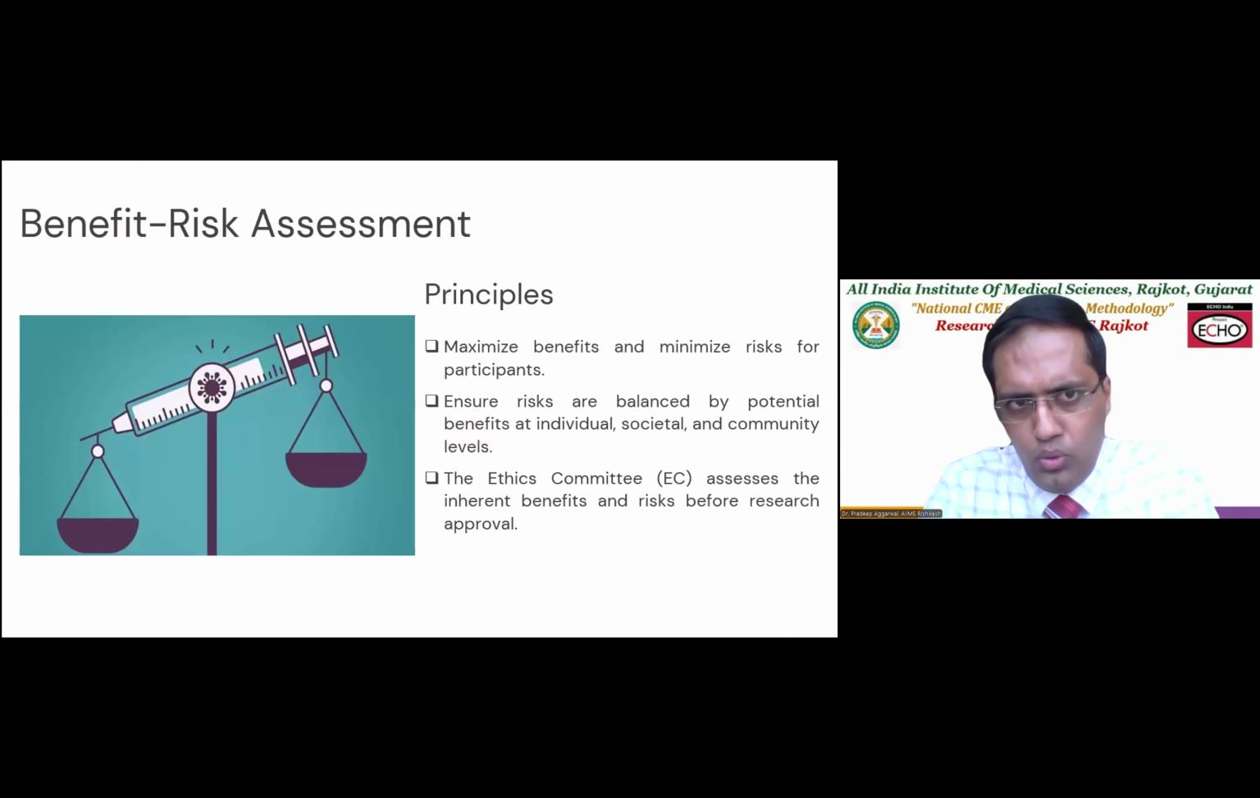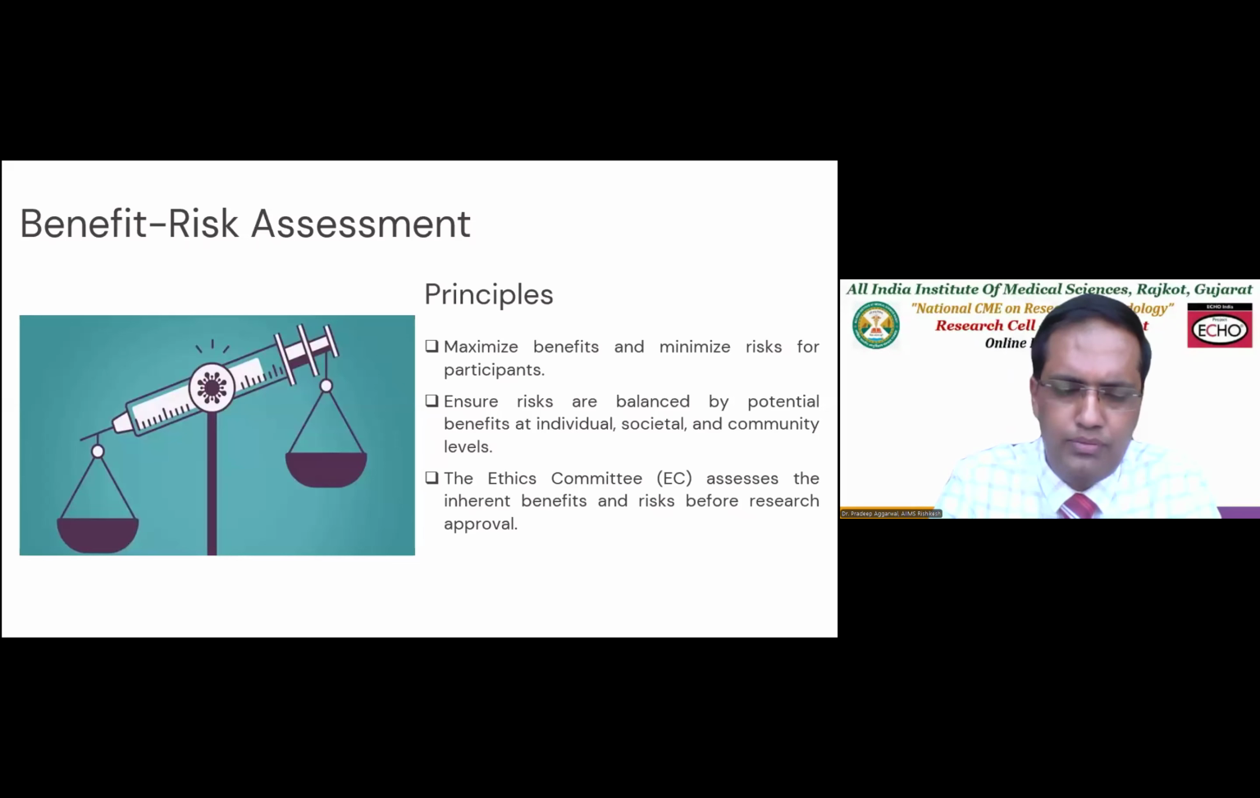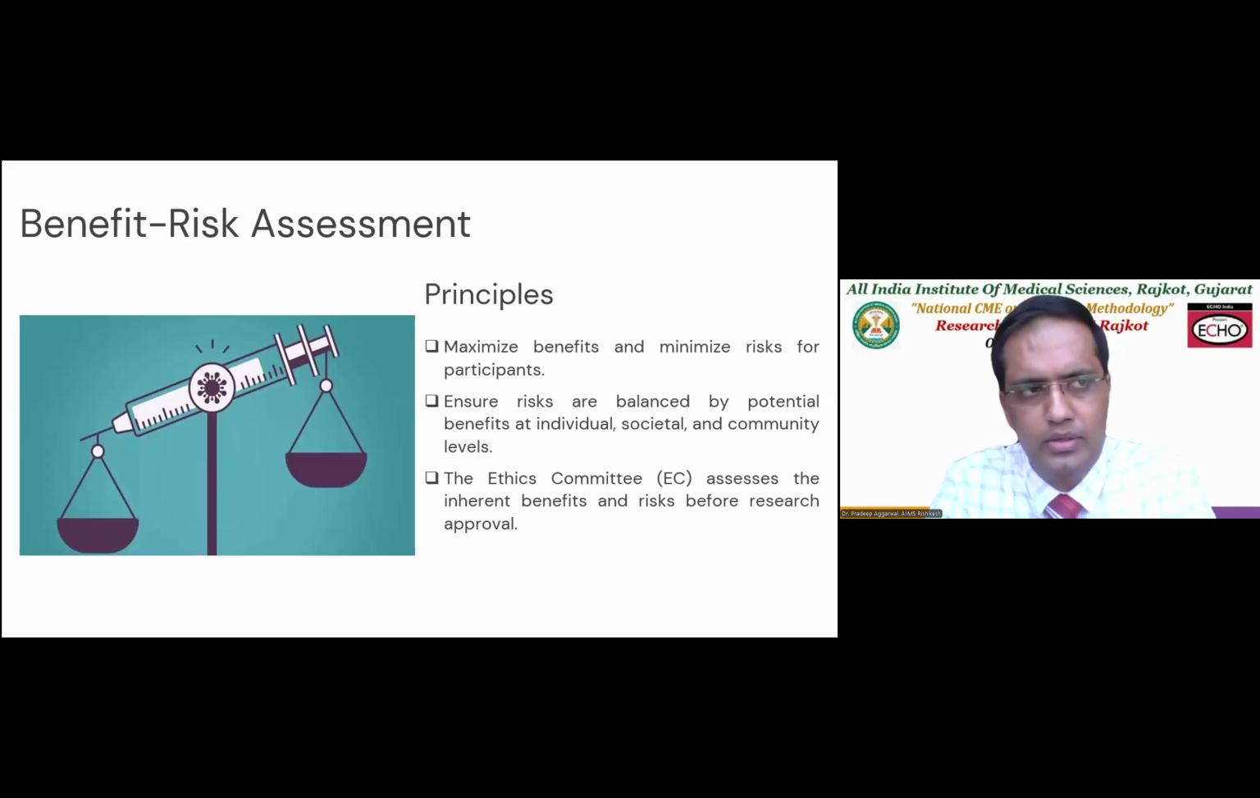Now, who is the one who is going to assess whether it is going to be a benefit or a risk? In this, there comes the role of your ethics committee. Ethics committee is going to assess your research beforehand and is going to understand whether your research is having a benefit or risk. So please try to put each and every research protocol through your ethics committee.